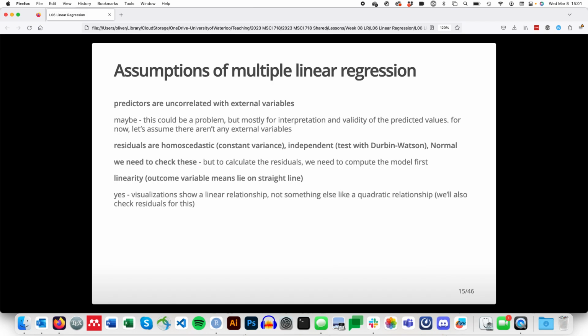Linearity, yep, it looks like it's a straight line. It's not showing a clear quadratic or cubic relationship or something like that. But we'll check the residuals just to make sure, because that helps us tell what's going on. So I think we have enough to proceed. To do a lot of these diagnostics, we need to produce the model.